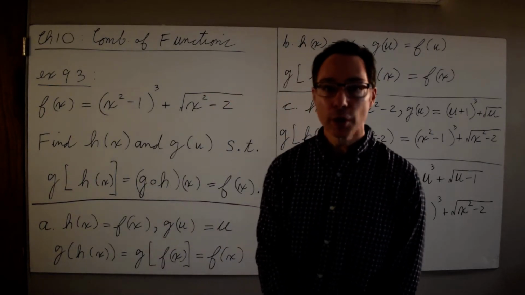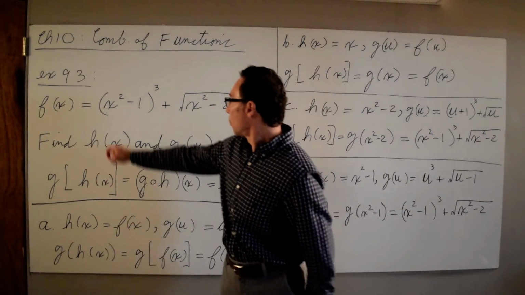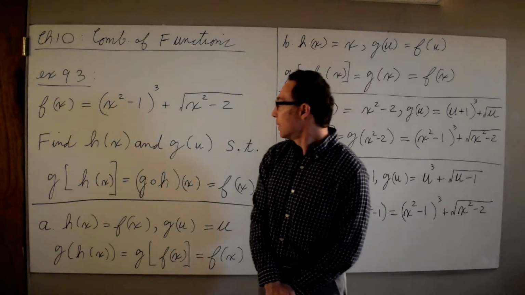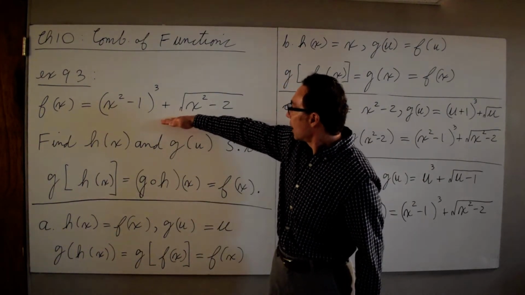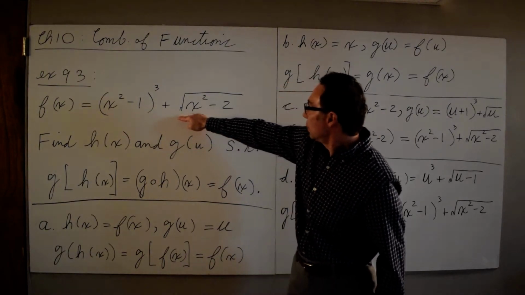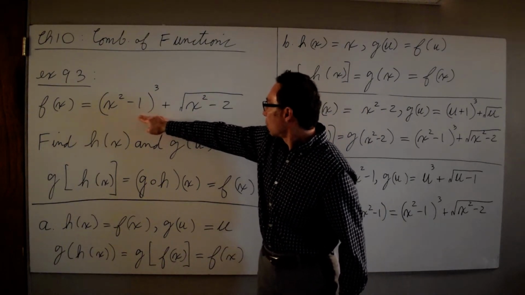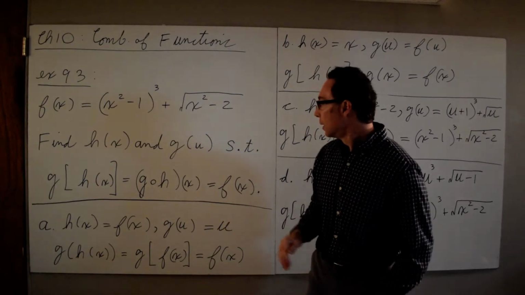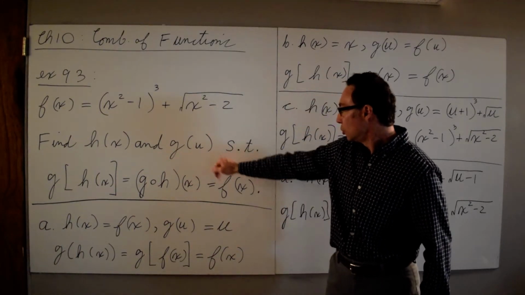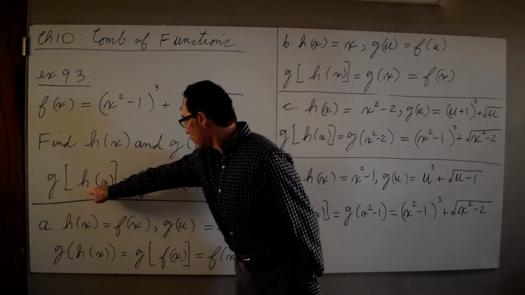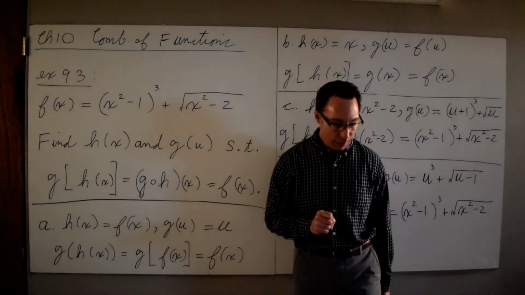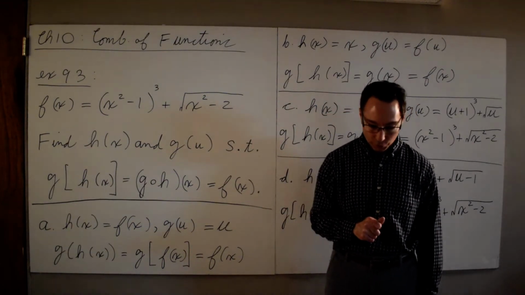This video is over chapter 10 and I'm going to work through example 93. When you look at the notes, I gave this example. I said let f of x be this function, x squared minus 1 quantity cubed plus the square root of x squared minus 2. And I asked you to find functions h and g such that g composed with h is equal to f. And I simply said that there were several solutions.